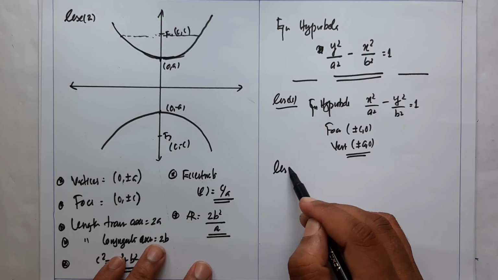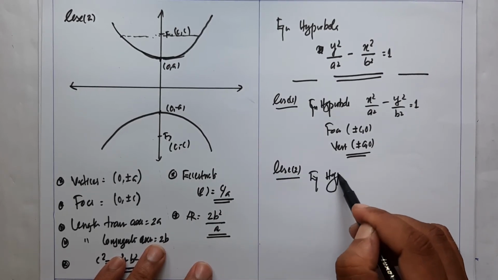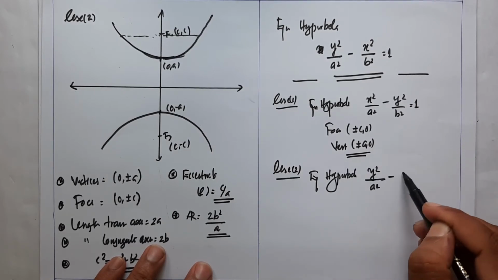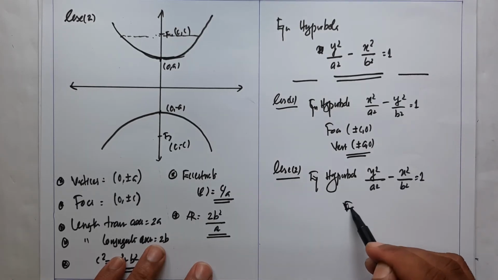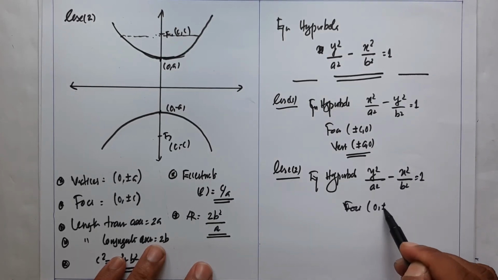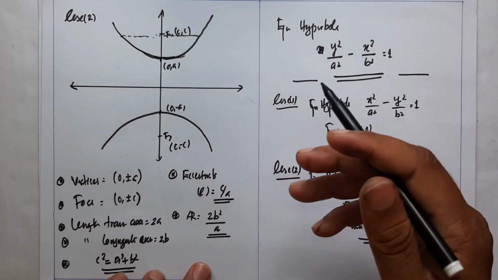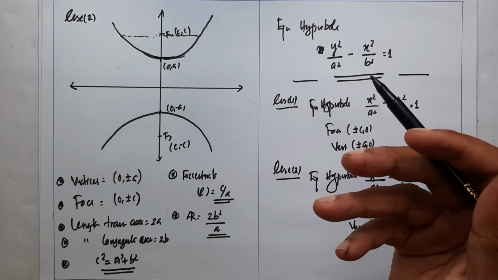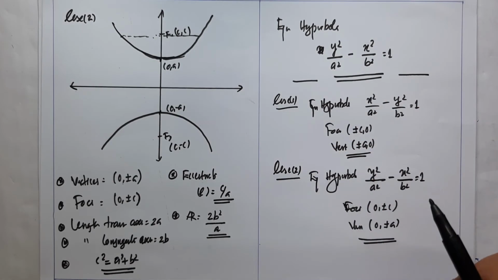Then in case 2 the equation of the hyperbola is y square by a square minus x square by b square is equal to 1. Here foci is 0, plus or minus c and vertices is 0, plus or minus a. The length of the transverse axis is 2a, length of the conjugate axis 2b, relation is c square equals a square plus b square, eccentricity c by a, and latus rectum is also 2b square by a.